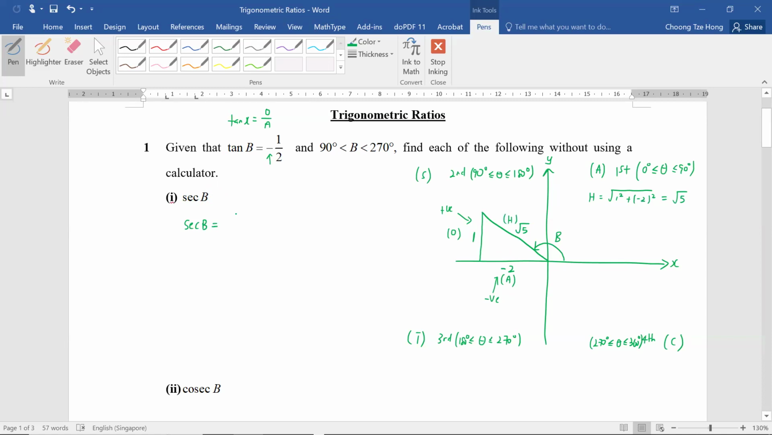So if you recall, secant is 1 over cosine. So you change it to 1 over cosine B. Then all you need to do is get the cosine ratio from here for your triangle. So we know that cosine is what? Adjacent over hypotenuse, right? So now adjacent is -2, then hypotenuse is square root 5. So cosine B is -2 over square root 5, right? So if you just flip the ratio, then you get square root 5 over 2. So this will just be your answer already, right?